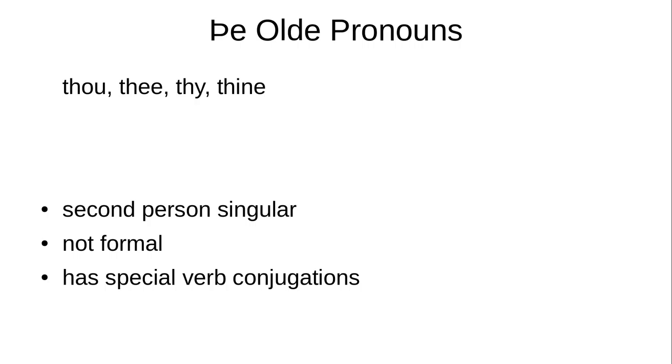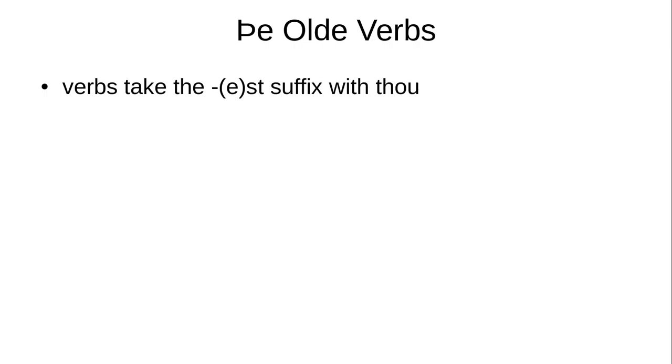And it also has some special verb conjugation forms. It doesn't fit into the regular pattern that the rest of the verb forms have. And it's important that you know that. Now, there are some other things with early modern English and vocabulary and so on, but some of those depend more on setting than the actual language itself.